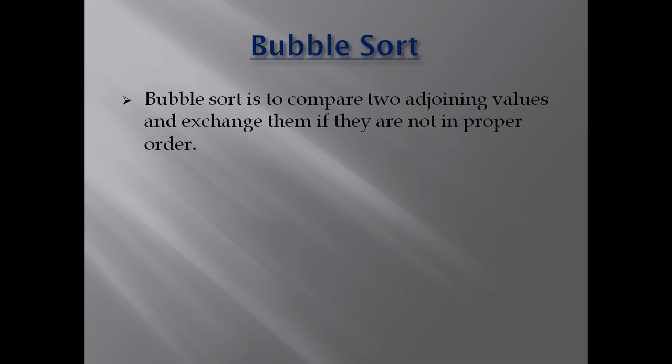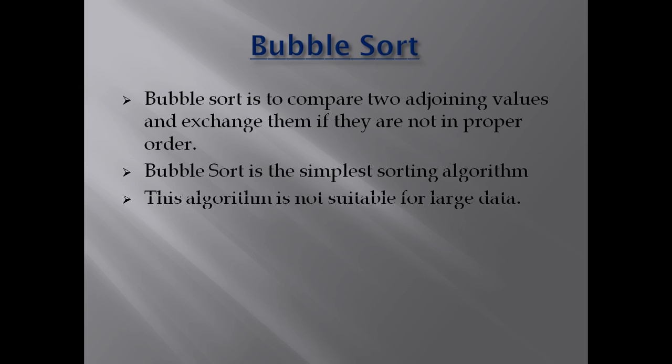Bubble sort compares two adjoining values and exchanges them if they are not in proper order. This is how bubble sort works. Bubble sort is the simplest algorithm and it is not suitable for large data. If you want to sort a large list, bubble sort will not work well, because in bubble sort two elements are checked at a time, so comparison will take too much time if your list is large. So it is not suitable for large data.